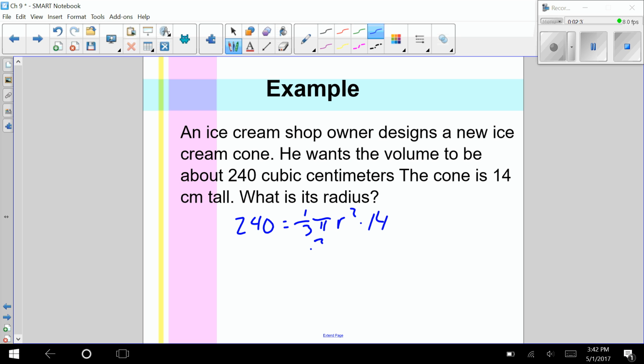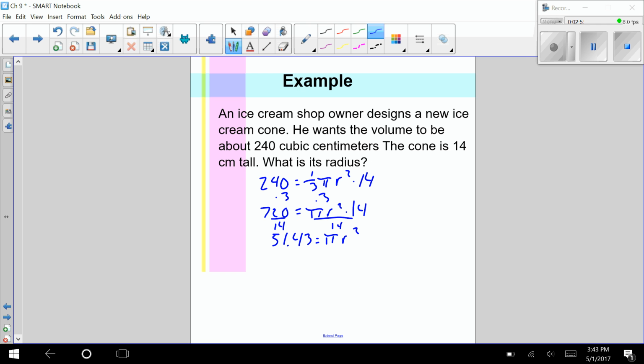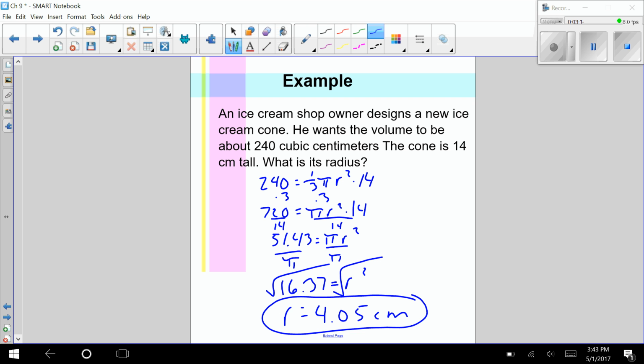To get rid of the 1/3, I can multiply by 3 on both sides. I get 720 equals pi r squared times 14. Now let's get rid of that 14 by dividing by 14. So that's about 51.43 equals pi r squared. Now let's divide by pi to get r by itself. I get about 16.37 equals r squared. Now get rid of that squared by square rooting. And r is about 4.05 centimeters. It has a just over 4 centimeter radius.